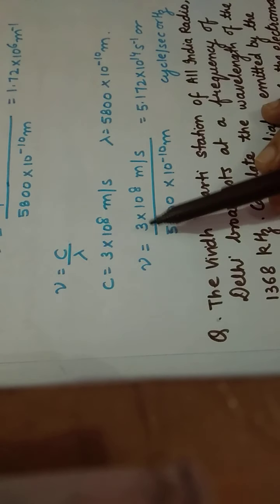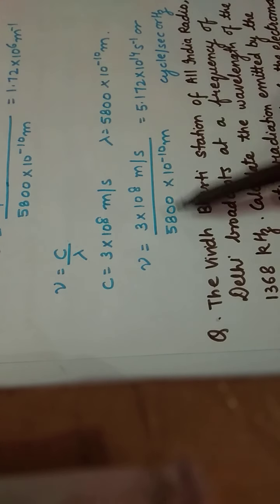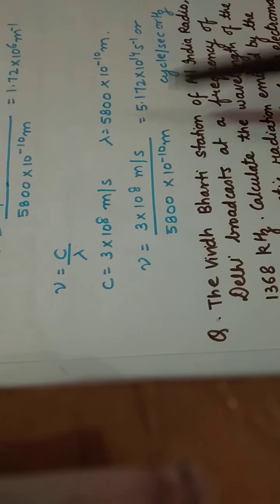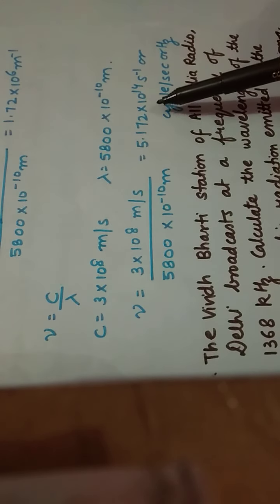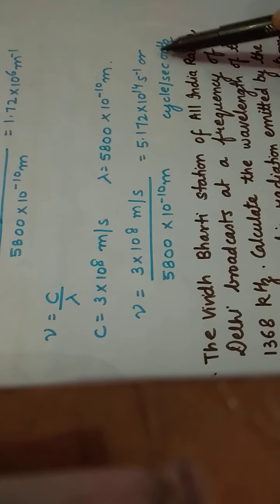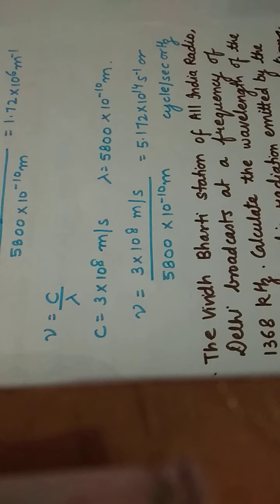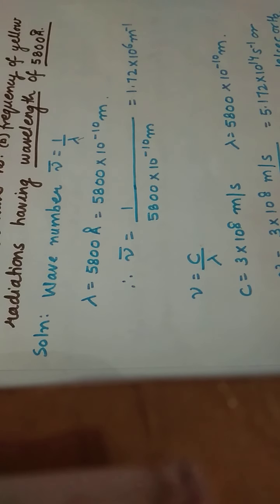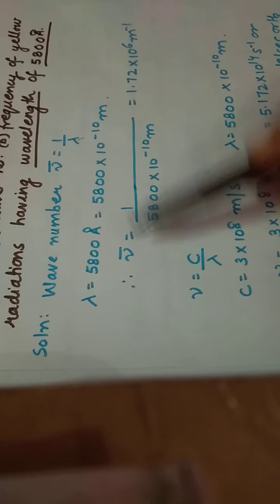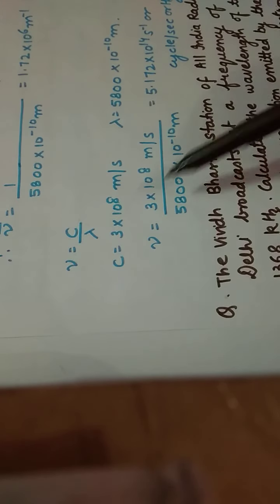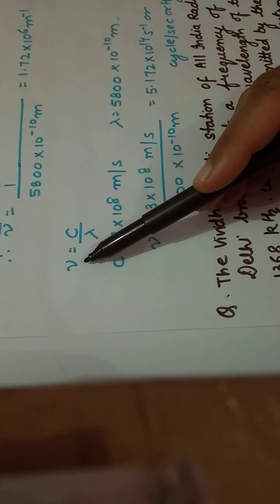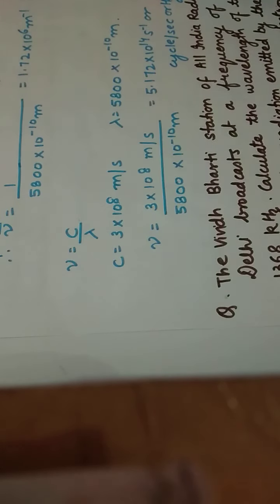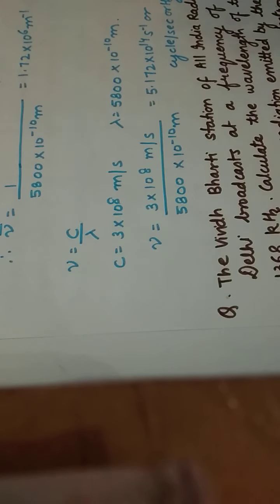So nu or frequency is equal to 3 into 10 to the power 8 meter per second upon 5800 into 10 to the power minus 10 meter. So it is coming out to be 5.172 into 10 to the power 14 per second, or cycle per second, or hertz. Okay children? So this is all what we got, the values. So you got to know how to find out with the help of lambda. It was given, what is asked is the wave number. It is having formula 1 upon lambda. Now what they have asked is the frequency. Frequency is having formula c upon lambda. We know the value of c, value of lambda is given. We'll simply put the value and get the answer.